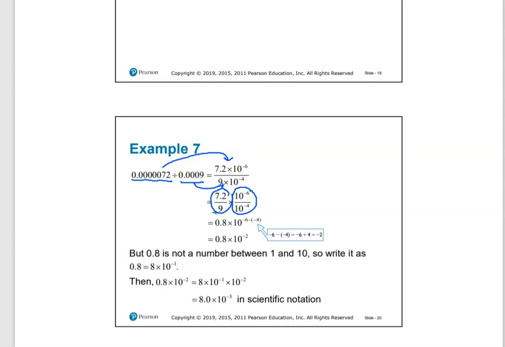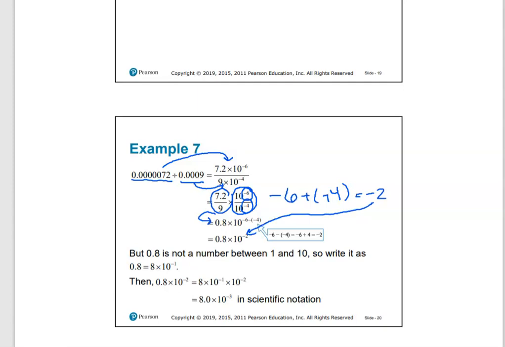7.2 divided by 9 got us 0.8. Then you're going to subtract your exponents here. So we've got a negative 6 and a negative 4. So that's going to be negative 6 minus negative 4. And remember, minus minus is a plus. So this whole thing turns into negative 2, which is why they've got negative 2 right here.